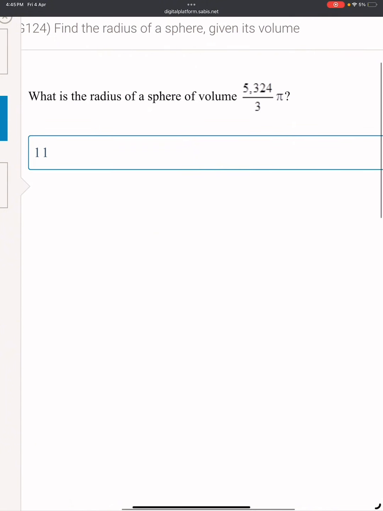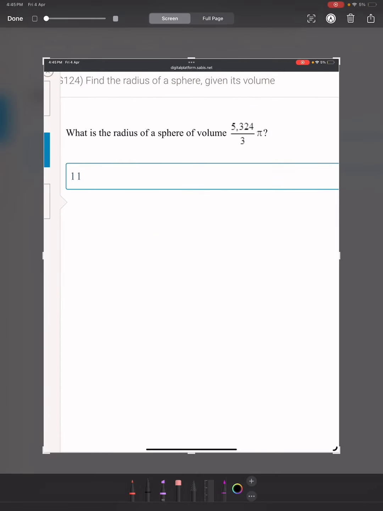So the volume of a sphere is 4/3 pi r cubed. They gave us the volume of the sphere, which is 5324/3 pi, equals 4/3 pi r cubed. We don't have r, we're trying to find it. We can cross out pi and pi. We're also going to solve for r, so we're going to take this to the other side.